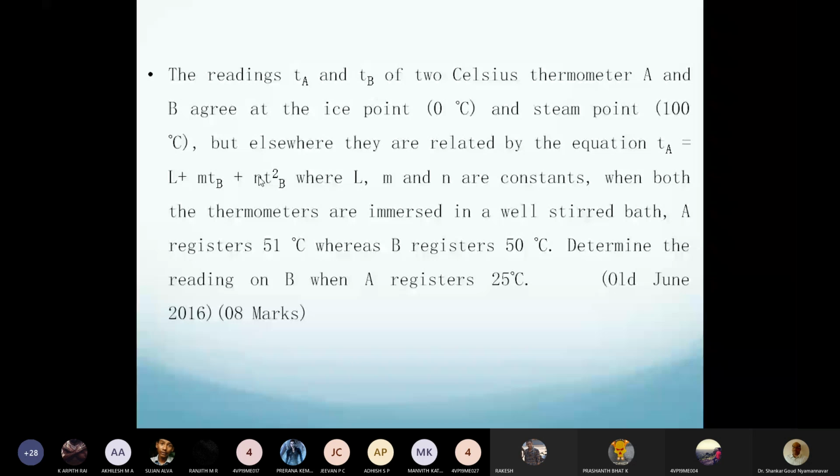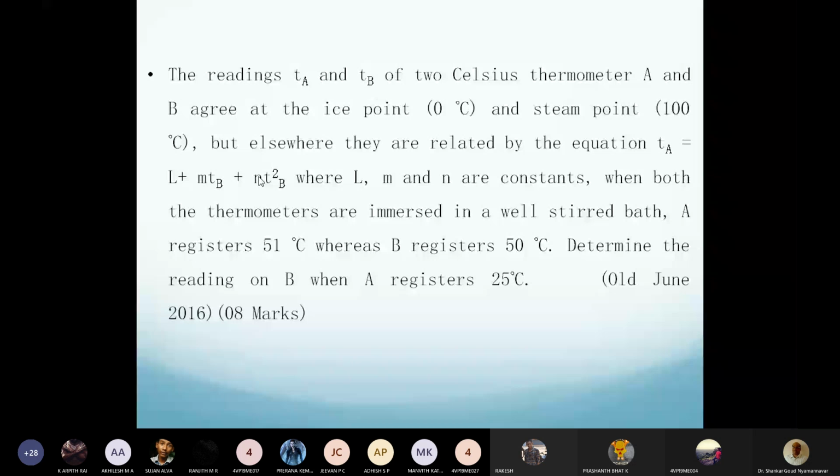Someone is sending a message. Let me check. Okay, B values. Who has sent B is equal to 4.9? It cannot be 4.9. The value must be near 25 only. The difference in the two temperatures is not very large.